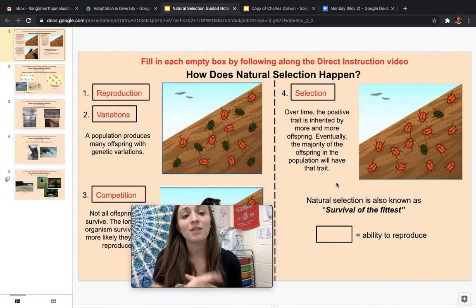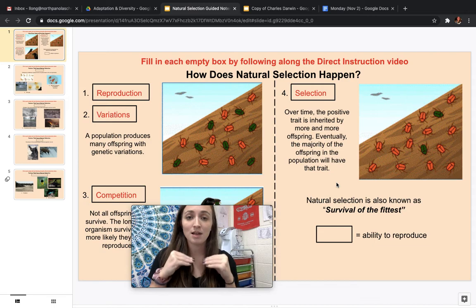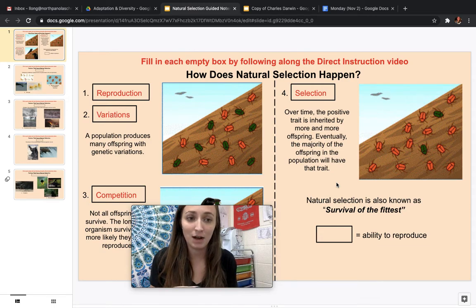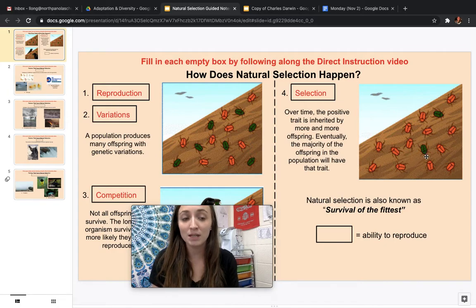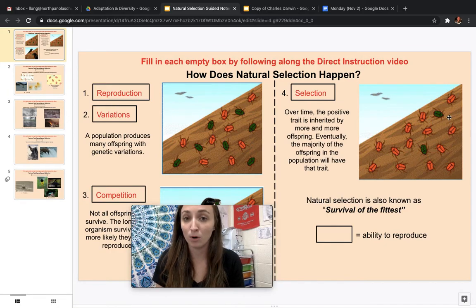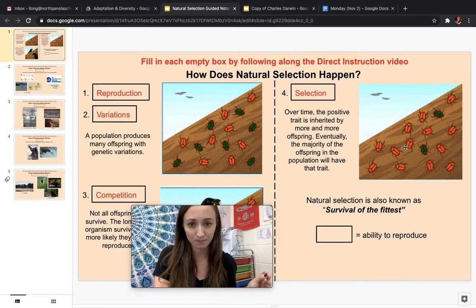So since the orange beetles are the ones reproducing, that orange trait is what is going to be passed down to the offspring. Since we don't have that many green beetles reproducing and making more beetles, you're not going to see as many green beetles. So over time, the trait for the green color is going to slowly disappear.